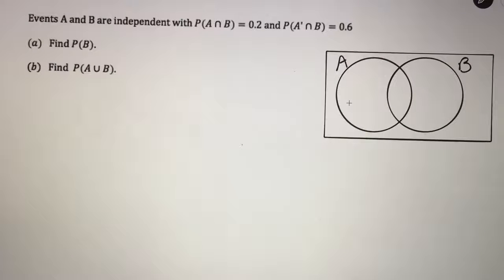Events A and B are independent, with the probability of the intersection between A and B at 0.2 and the probability of A' intersection B at 0.6. All right, so let's represent A' intersection B.